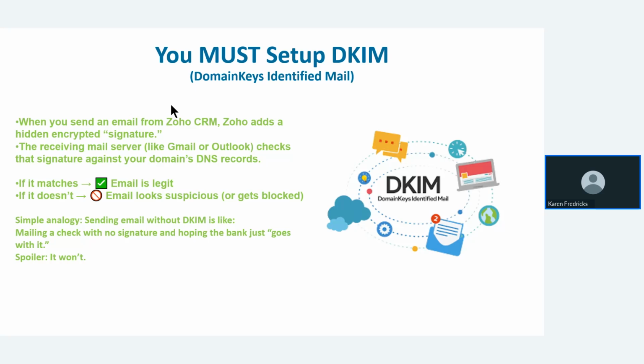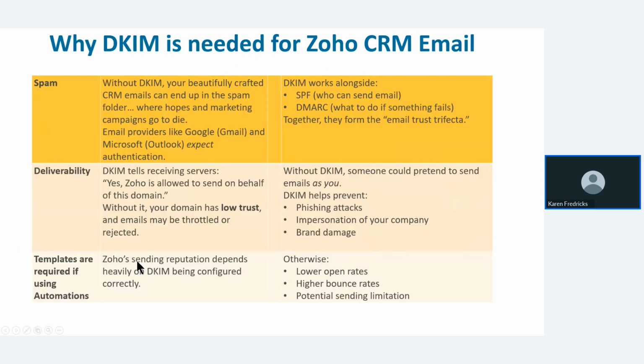It will block it. And I give a simple analogy. It's like, well, I could write somebody a check and not put my signature on it and say, well, maybe it'll work. Spoiler alert, it won't. So with DKIM, I don't want to get too deep in the woods with this, but DKIM is going to help you with spam, deliverability, and all those templates. If you don't have DKIM, you're going to end up, what is DKIM? I mean, why exactly do you have to have it?